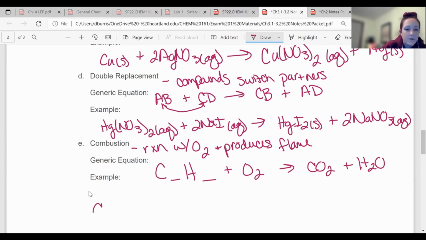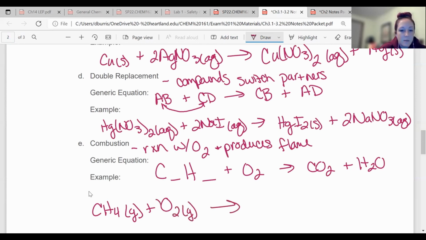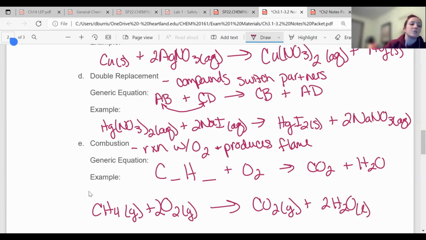Okay, a real life example would be methane, right? CH4 is methane. If I light it, that's what's in the Bunsen burners in the lab. Methane reacts with oxygen. Remember, you have to have oxygen, and it makes, oh, I'm balancing that. That's a 2. It would produce a carbon dioxide and 2 waters. Okay, so you should be able to look at an equation and be like, oh, that's a combustion reaction, or oh, that's a single replacement reaction, and so on and so forth.